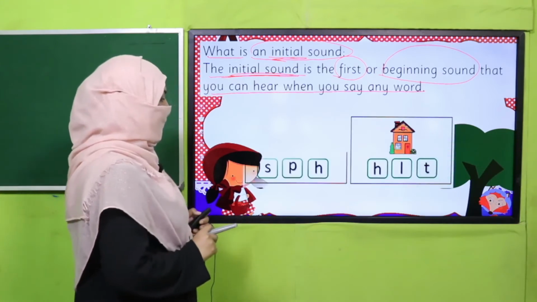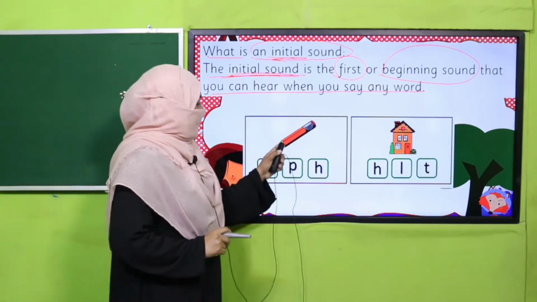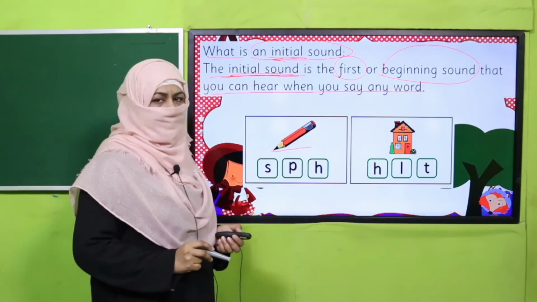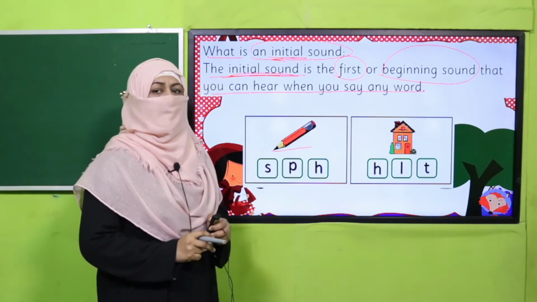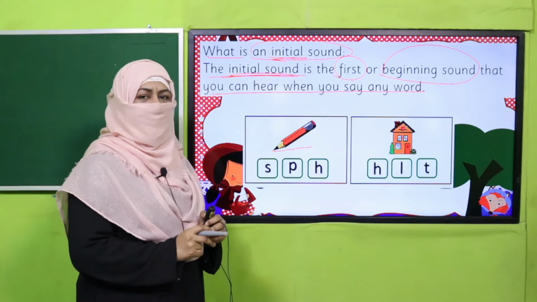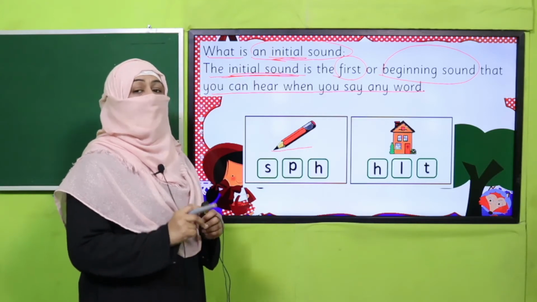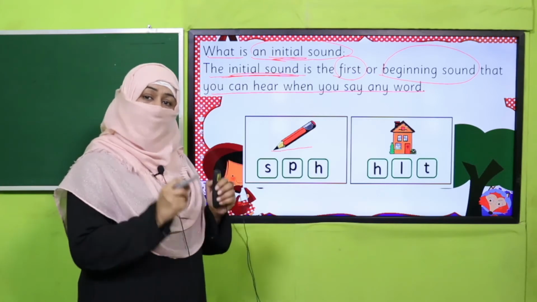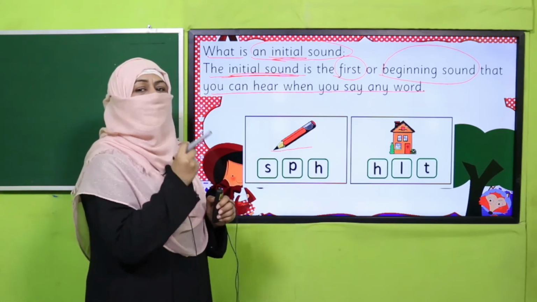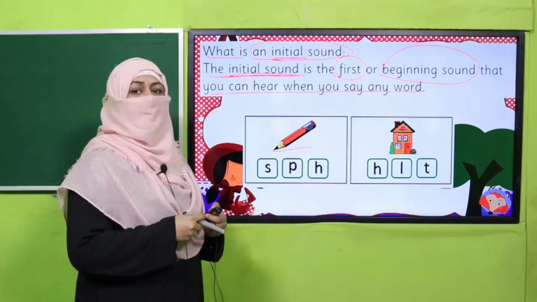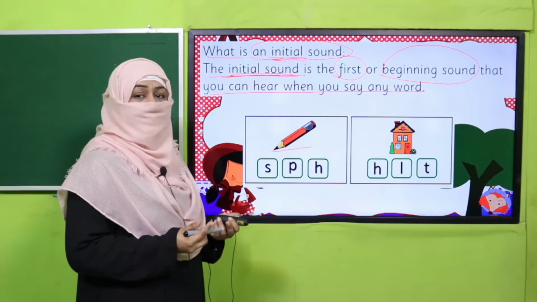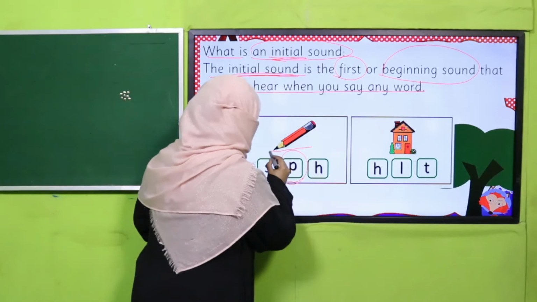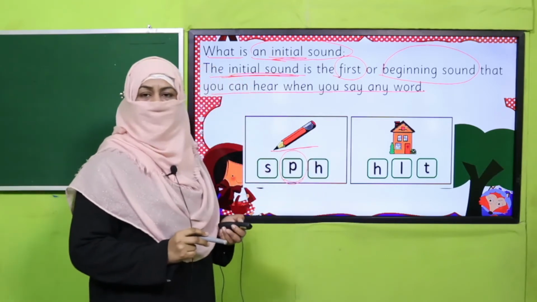For example, this is image of a pencil. So when I say pencil, the first sound which you are listening is the initial sound. And we know every letter has its sound. So which letter sounds like pencil? Which letter sounds like this? It's letter P. So the initial sound of pencil is P.